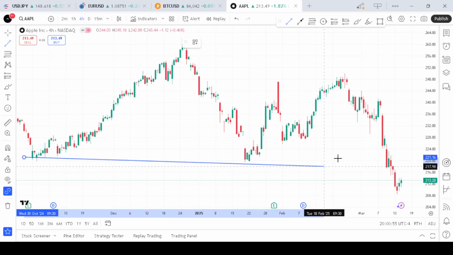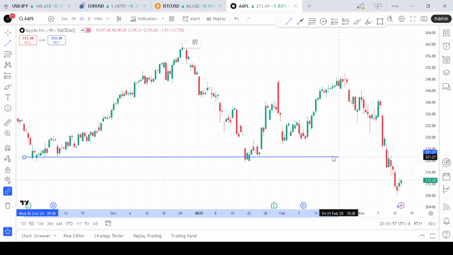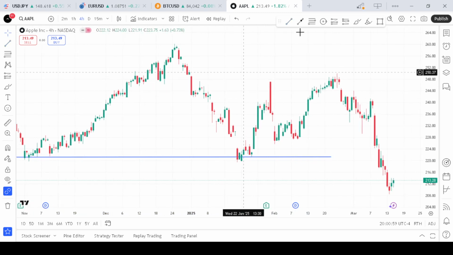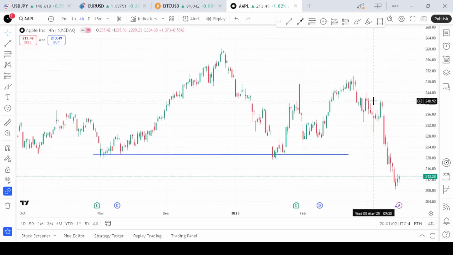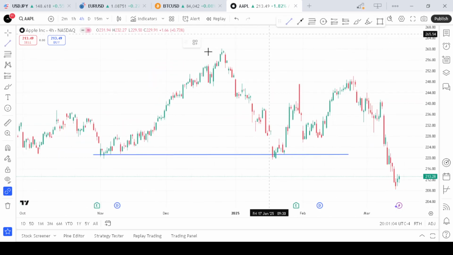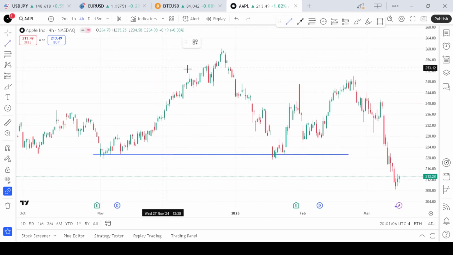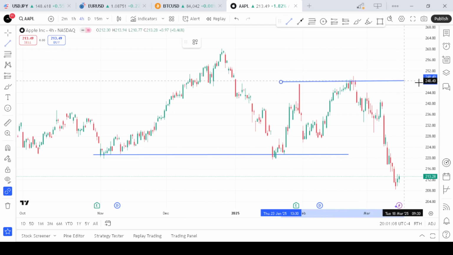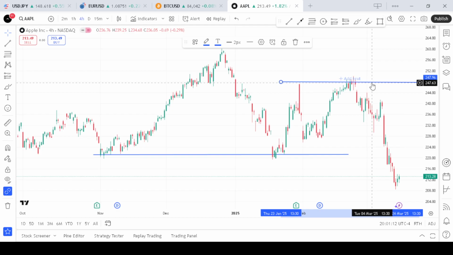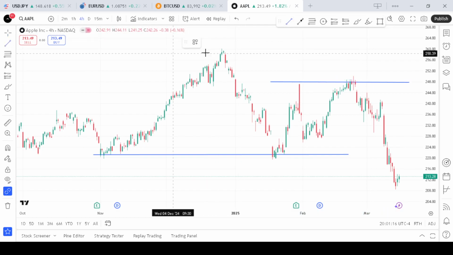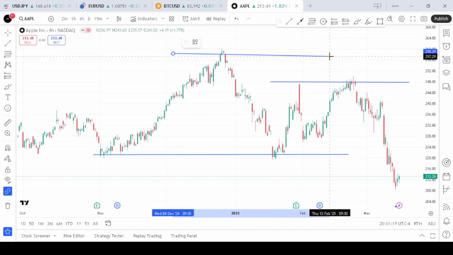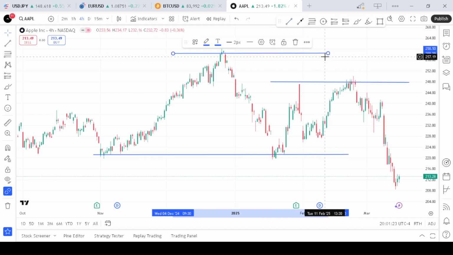You can even further extend this with a horizontal line. These are ways to mark it. You can also mark this with a horizontal line. This is a horizontal line for the resistance area in this chart. This should also be a horizontal area. These are strong areas of swing highs and lows in the market.